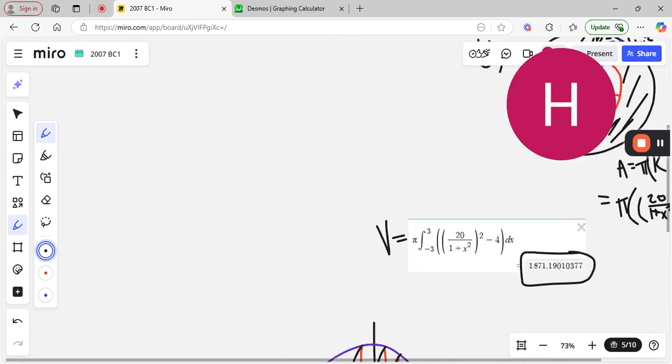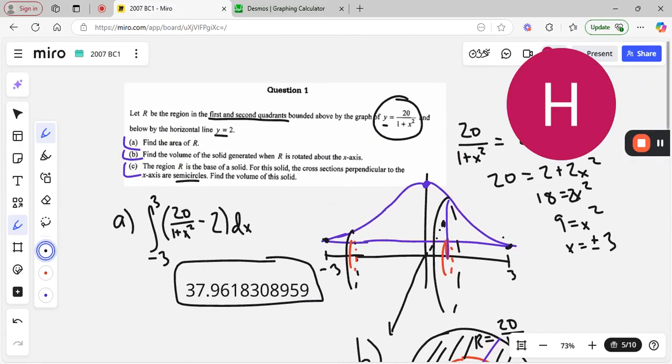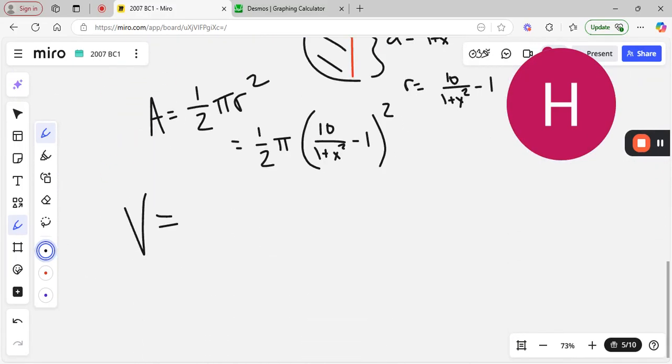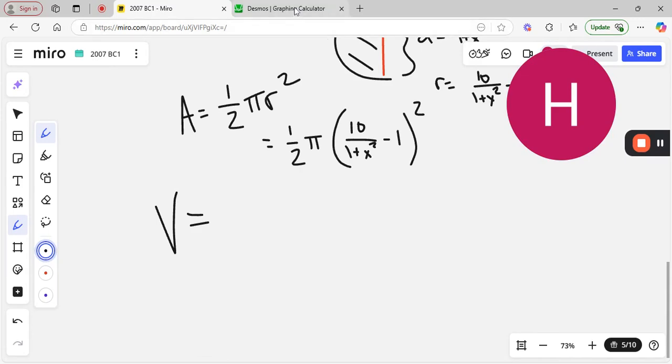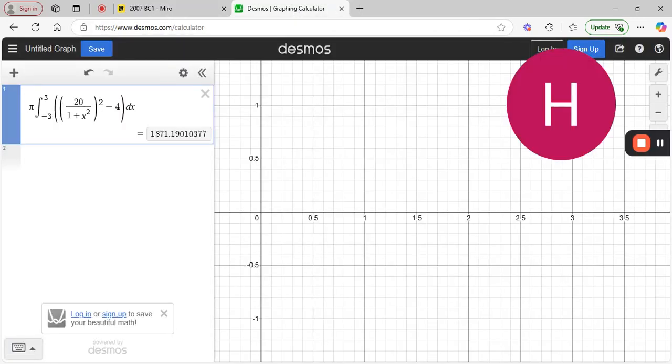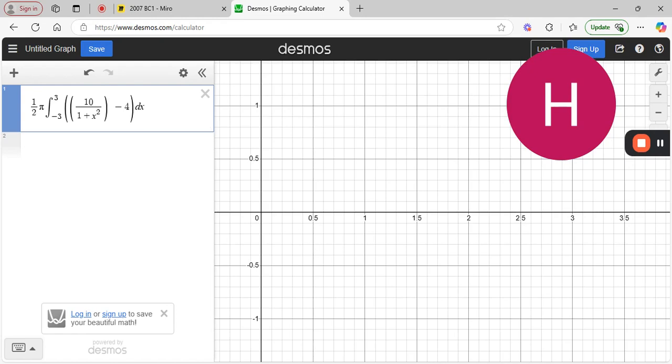I think it says find the volume, and did it say anything else? Nope, just says find the volume of the solid. Okay, pretty straightforward. Let's put that into Desmos. So we're going to have 1/2, still integral from -3 to 3, but now we're going to have 10 over 1 plus x squared, and we're going to have minus 1, and that's all going to be squared. All right, there we have it.